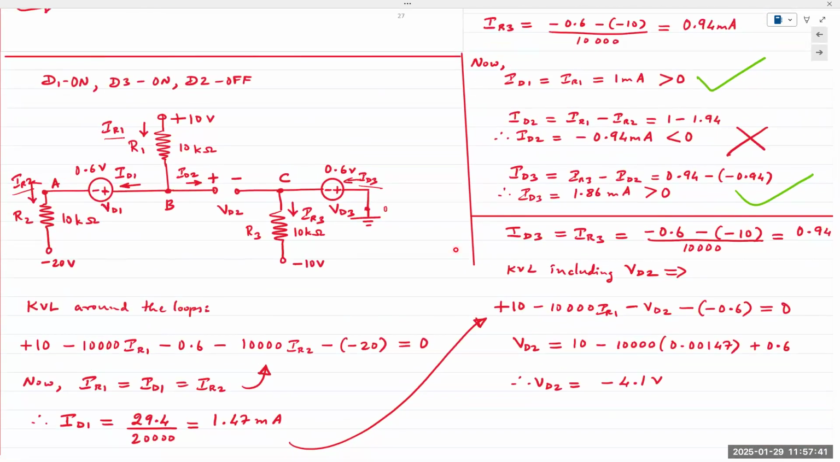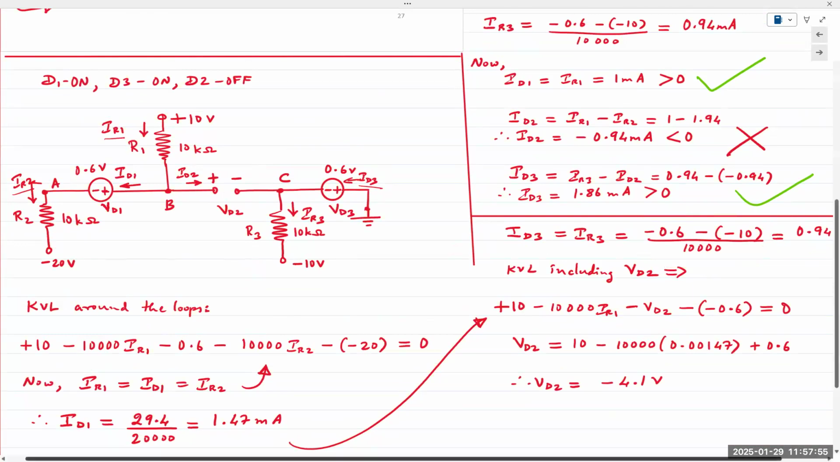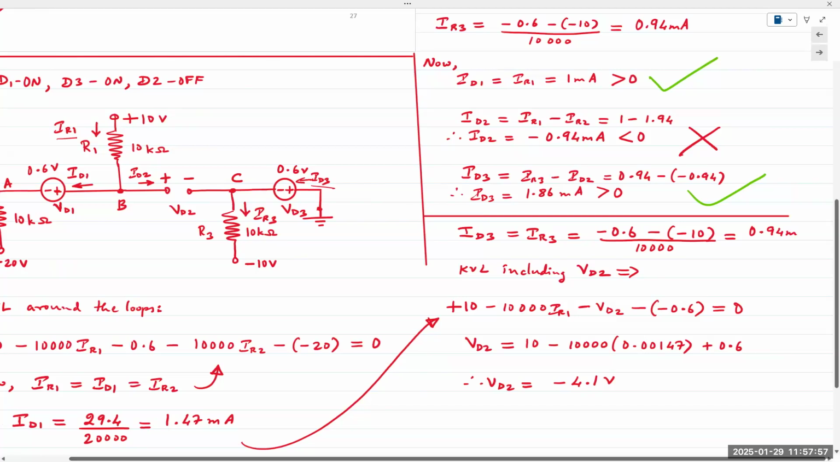Then ID3, which is this current, is going down here. So ID3 is equal to IR3. Again, simply apply Ohm's law. I get minus 0.6 minus a minus 10. It turns out I get 0.94. So diode D3 is also on, 0.94 milliamps.